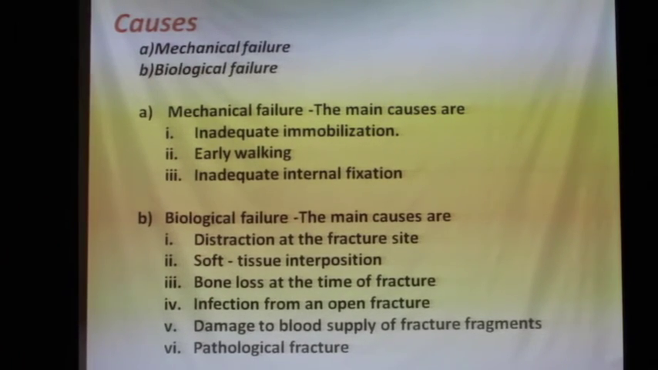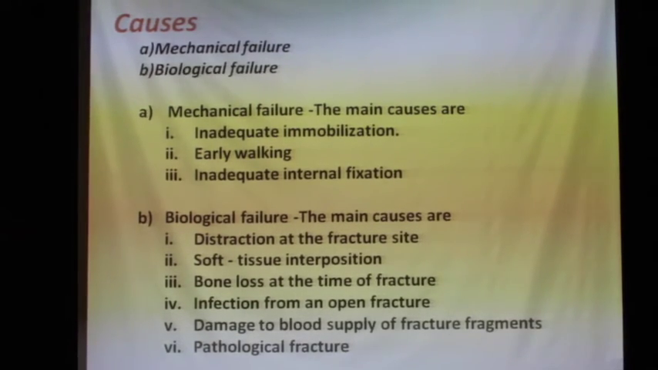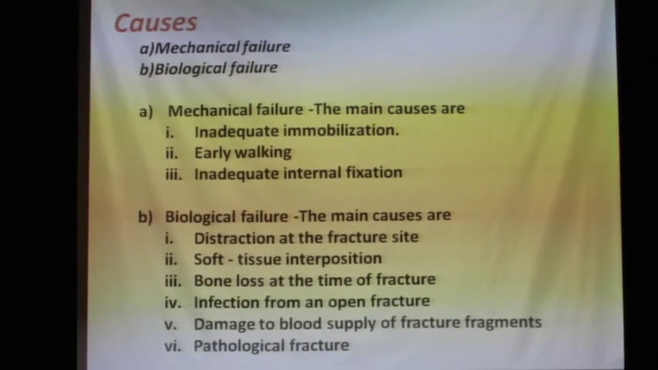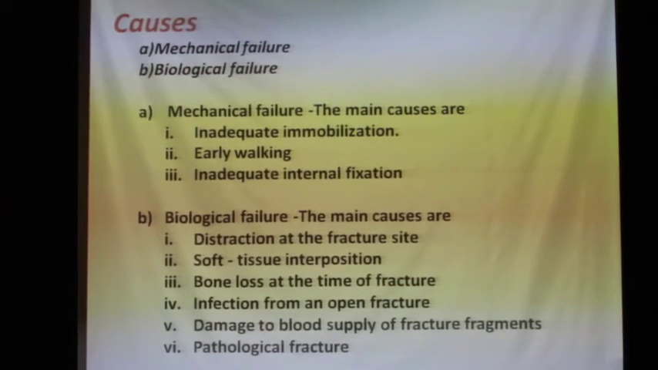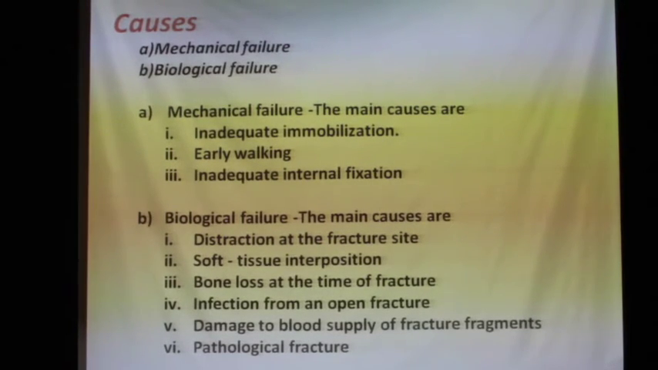Next is the biological factor. The main causes are distraction at the fracture site. For example, you have put the nail or the plate, and there is a gap at the fracture site. It will go into non-union. Number 2, soft tissue interposition. Number 3, bone loss at the time of the fracture. Number 4, infection from an open fracture. Number 5, damage to the blood supply of the fragment. Sometimes we do a very good reduction, but what happens? The fragment is avascular, so it goes into non-union. And number 6 is pathological fracture.